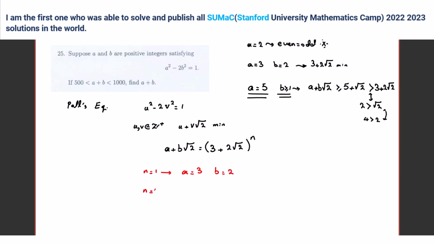Now let's check n equals 2. For n equals 2, then a is what, b is what? a is 17, b is 12. Yeah, so if you check, it is 9 plus 8, 17, right? Plus 2 times 12, right? Yeah.